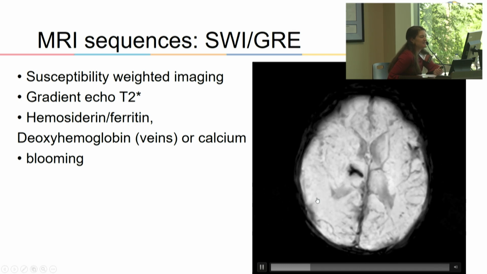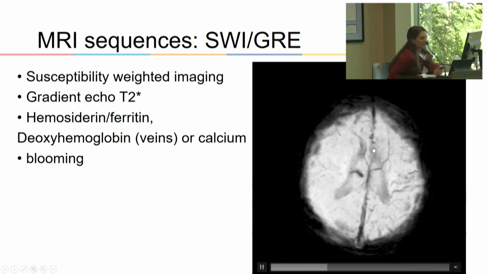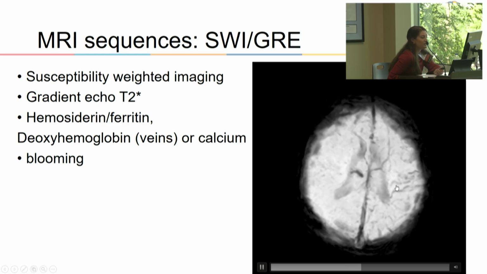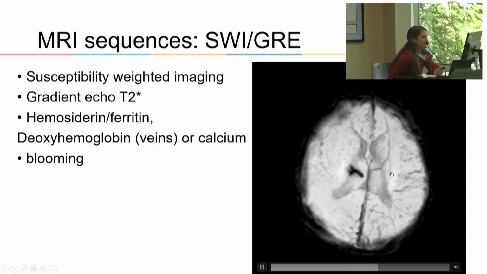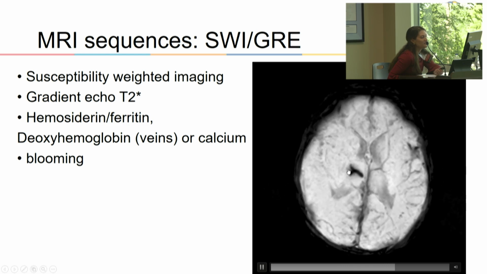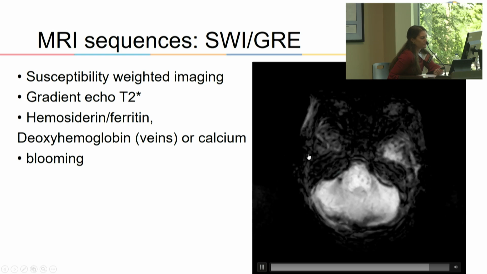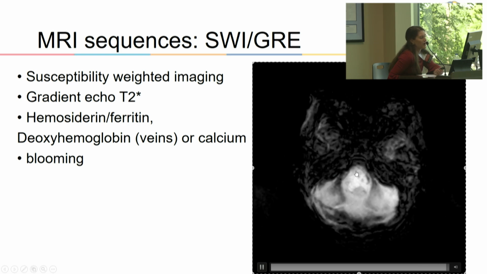So SWI is mostly deoxyhemoglobin, so you can see the veins stand out pretty well. Like you can see all these veins on this side. And then we think that this was probably because of the venous back pressure, may have been a little thrombosis or potentially just a developmental anomaly. But in any case, we weren't going to anticoagulate this baby because of the bad infection.